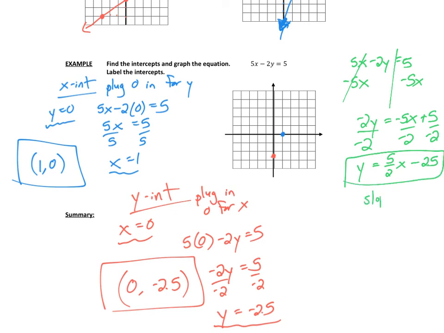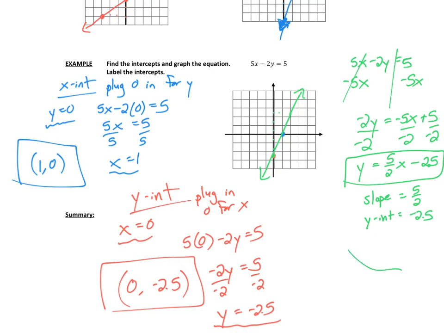The slope is 5/2. The y-intercept is -2.5. Yes, there is a point there. So when you graph it, you go down to -2.5 on your y, and then you go up 5 to the right 2. 1, 2, 3, 4, 5, 1, 2. If you connect the dots, that line will go right through the two intercepts. So either way you graph it is fine.